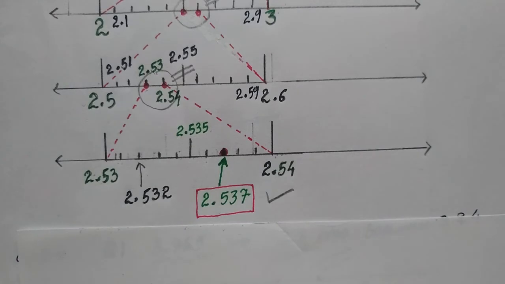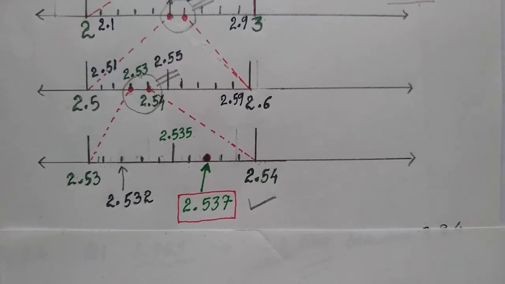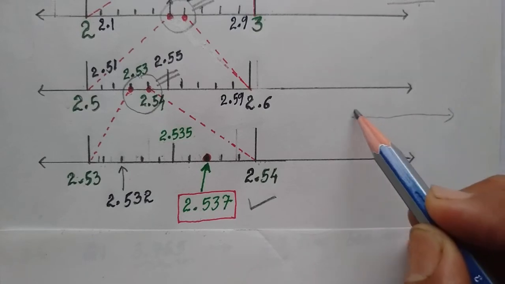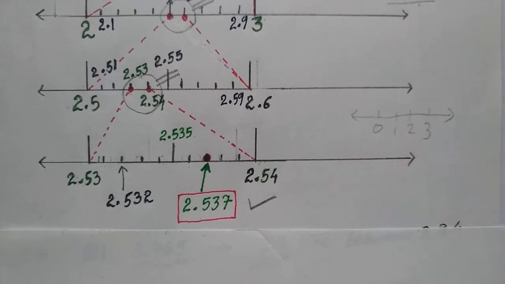So children, see, very interesting mathematics. When you were in your childhood, you were studying like this: draw a number line, your teacher was telling you to write down 0, 1, 2, 3, so you were writing this way, 0, 1, 2, 3, etc. And now you have learned that a number like this can also be shown on a number line. So this is the interesting mathematics, children.